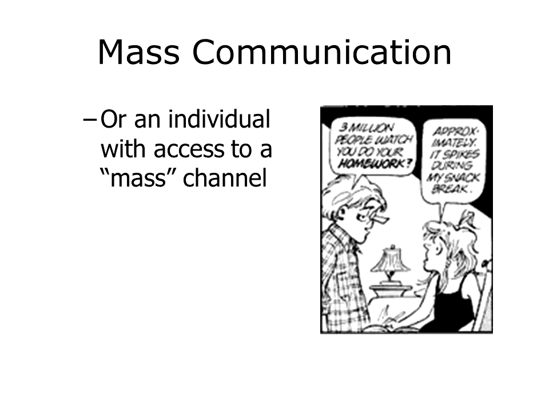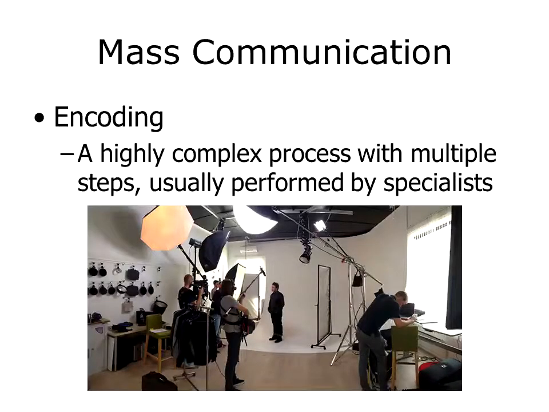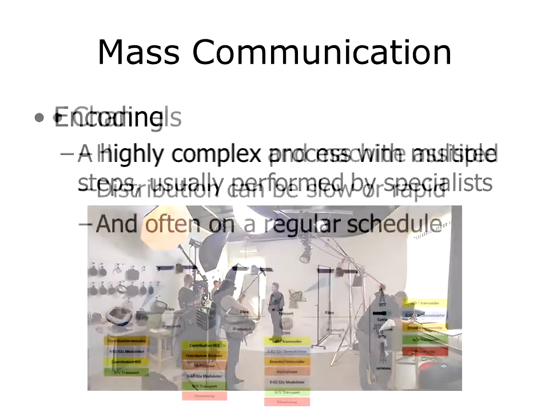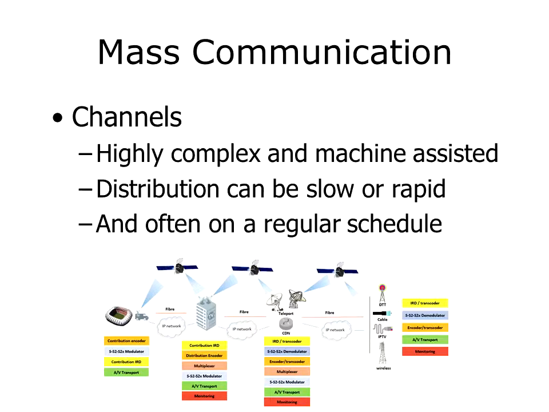as Doonesbury is discovering. The encoding in mass communication is a highly complex process with multiple steps, usually performed by specialists. Even the internet encoding that's available to an individual is still highly complicated. And the channels are highly complex and they're machine assisted. The distribution can either be very slow, it might take months, even years for a movie that's been made to actually be distributed to an audience, or it could be instantaneous in case of the internet, and often these channels operate on a regular schedule.